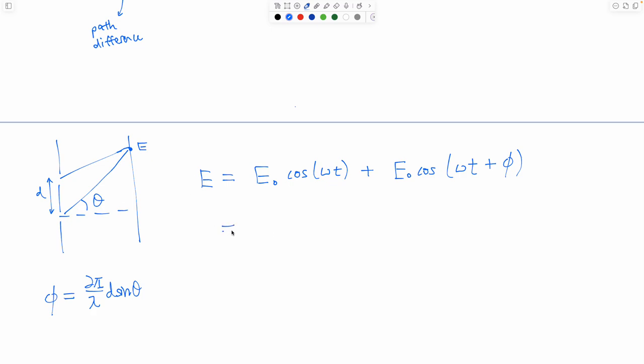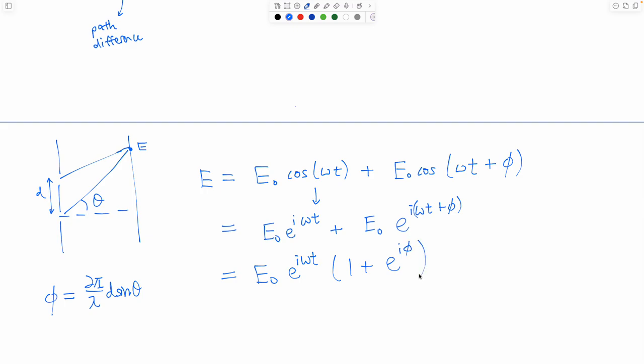So we can convert this to our complex notation by simply doing, this becomes E naught e to the i omega t, and then this one will become E naught e to the i omega t plus phi. Remember, I'm leaving out the real part over here, but do remember that at the end you need to take it. So we can further write this by factoring E naught e to the i omega t out. So we get this expression.